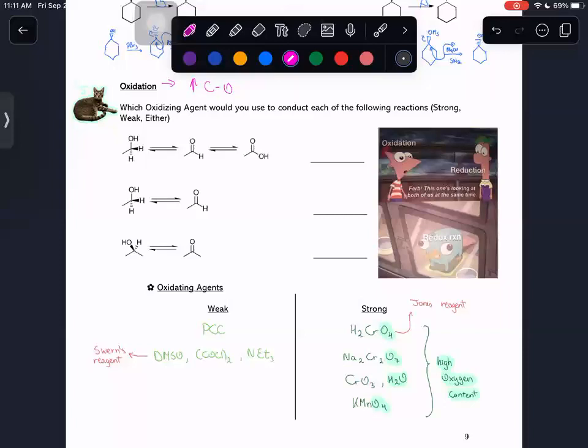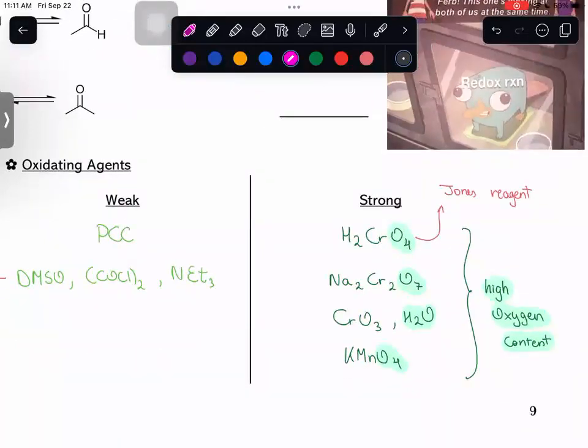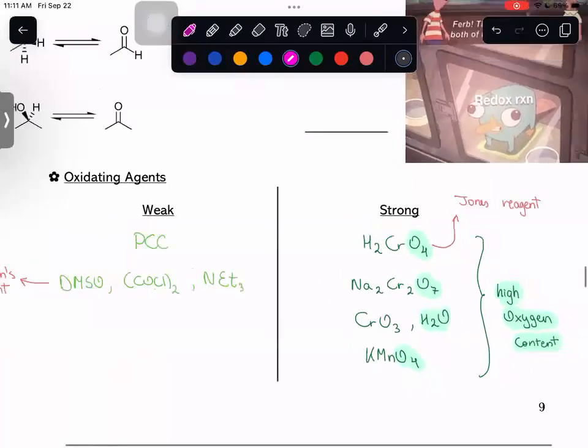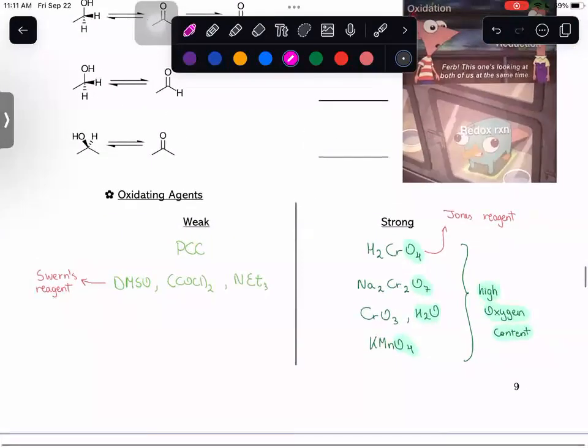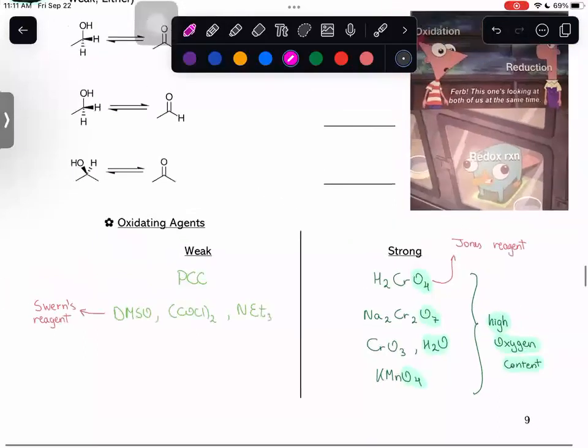The easiest one to memorize, of course, is going to be the weak one. And keep in mind PCC. You use that one a lot. And then for the strong oxidizing agents, notice how they all have a high content of oxygen. So as long as you memorize the weak ones, and then if you see a high content of oxygen, that should be strong. Now, the names Jones and Swern's reagent, that's more for Dr. Roche's students. He tends to use the actual names. For you guys, I haven't seen him use it, but just in case, there it is. So DMSO, that's your Swern's reagent. Jones reagent is the very first one of the strong ones. So again, this part is just memorizing.